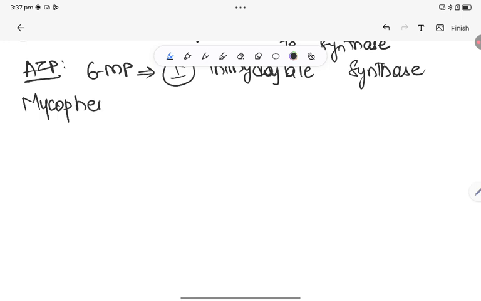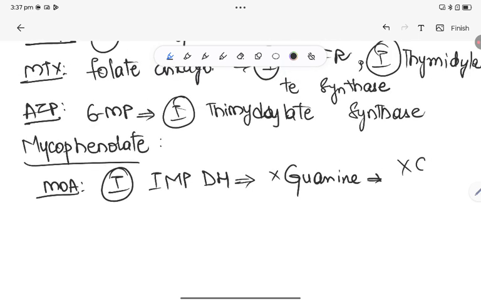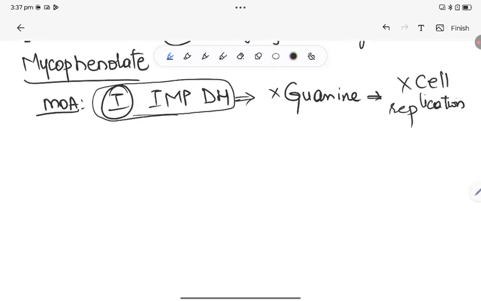Now, we need to know in detail about mycophenolate mofetil. Why? Because this is least nephrotoxic. Mycophenolate mofetil is a very good drug and it acts by inhibiting inosine monophosphate dehydrogenase, because of which there will be no guanine. It is basically an anti-metabolite, so no cell replication, the same as the rest of the anti-cancer chemotherapy drugs, but the mechanism is different. Inosine monophosphate dehydrogenase is inhibited. This is about individual drugs.